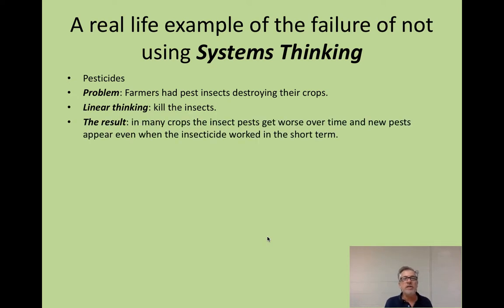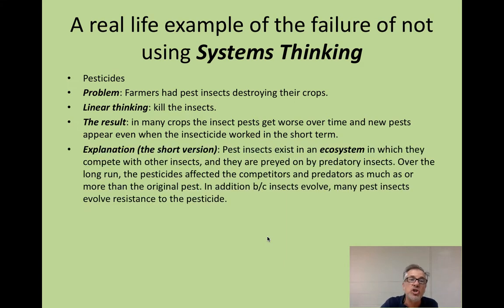And the result is that in the short term, the insecticides often work, but in the long term, many times that insect pest gets worse, or new pests appear, despite the continued use of the insecticide. So let's look at what happened in that case, right? And I'm going to give you the short version of the explanation.